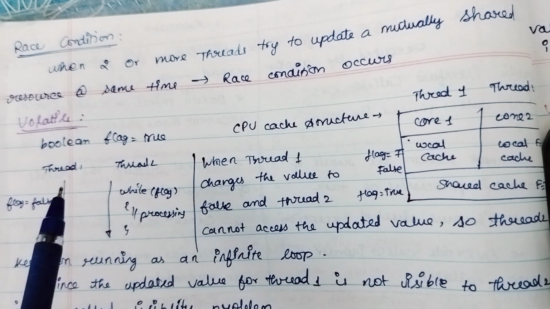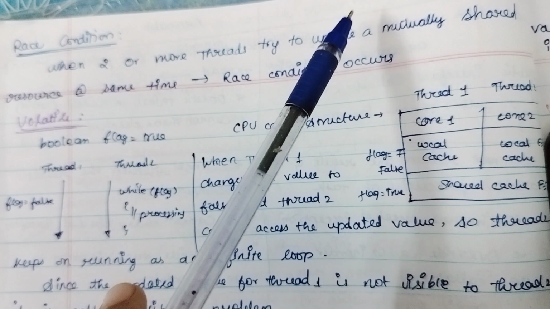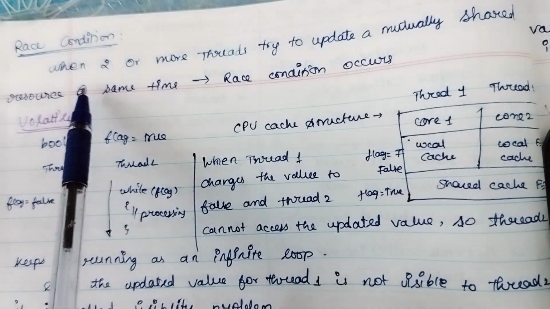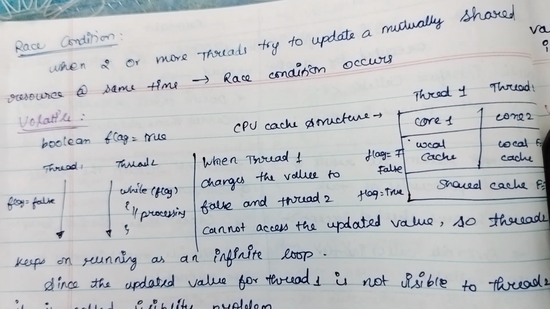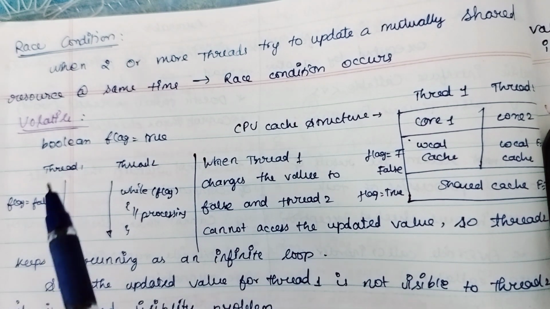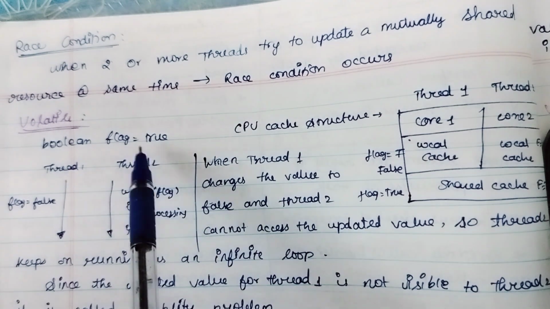resource. In the sense, take for example, when two or more threads are trying to update a mutually shared resource at the same time, this is the condition in which a race condition will generally occur. How we can prevent this race condition is with the help of the volatile keyword.